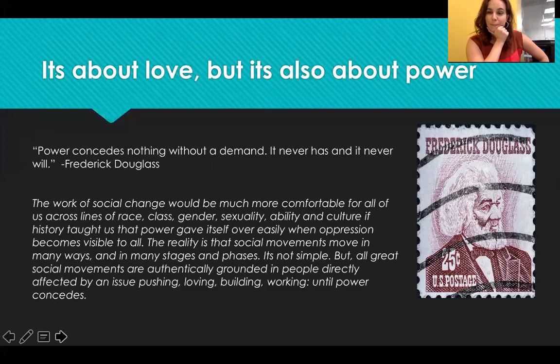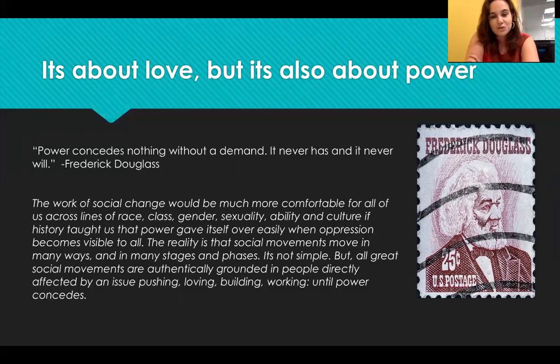So finally, organizing in social movements. It's about love, but it's also about power, y'all. Talked about Frederick Douglass, here he is again. Power concedes nothing without a demand. It never has, and it never will. So the work of social change would be much more comfortable for all of us, especially those of us who hold a lot of power, and working across lines of race, class, gender, sexuality, ability, and culture, if history taught us that power gave itself over easily when oppression becomes visible to all.